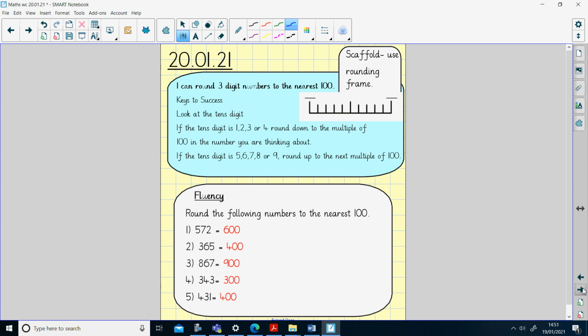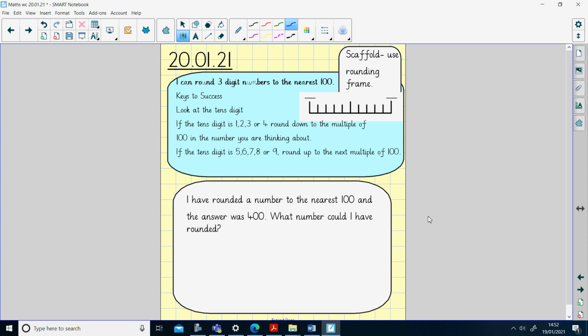Okay, on the screen now you can see the answers to each of those questions. 572 would round to 600. 365 would round to 400. 867 would round to 900. 343 would round down to 300, and 431 would round to 400. Give yourself a tick for each one you got correct.